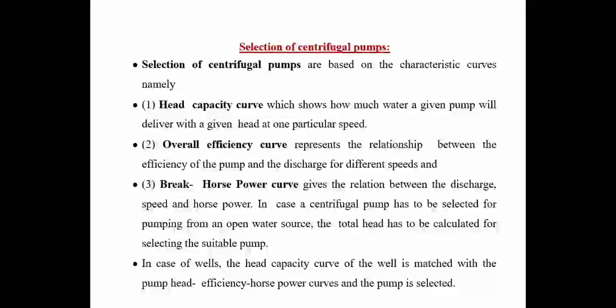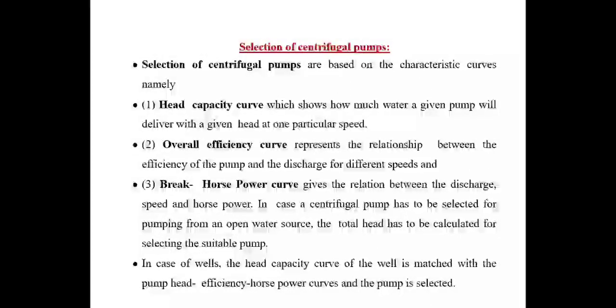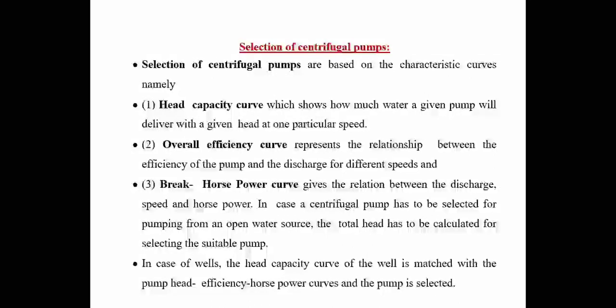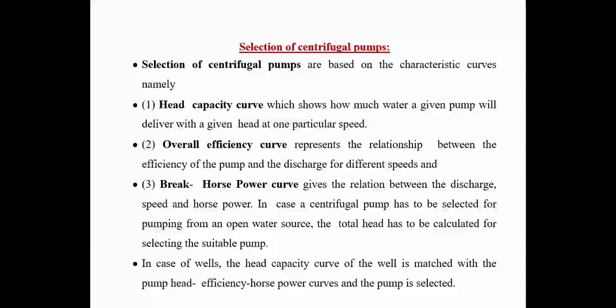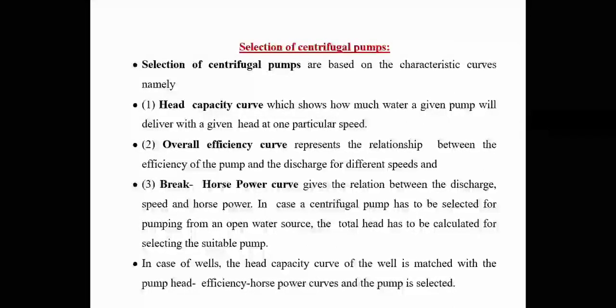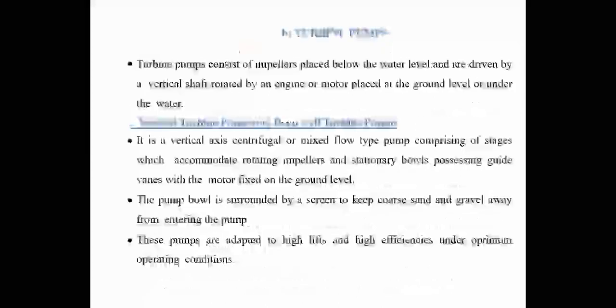Now how can we select a centrifugal pump? We will select the centrifugal pumps based on their characteristic curves. First we will see the head capacity curve. We will see how the capacity or flow rate changes with the head for the particular well where we are installing the pump. Now this curve is compared with the efficiency curve and brake horsepower curve of that particular pump. So if the comparison matches, then we will select that particular pump. So this is the procedure for selection of a centrifugal pump.